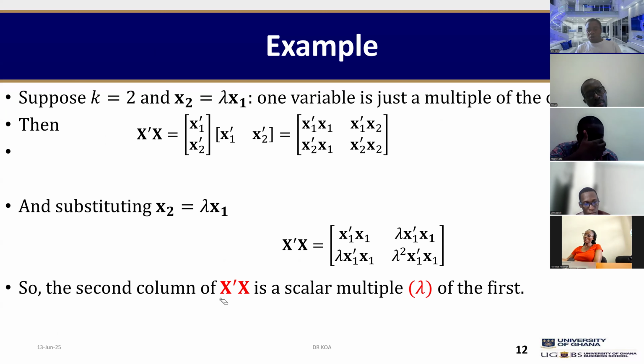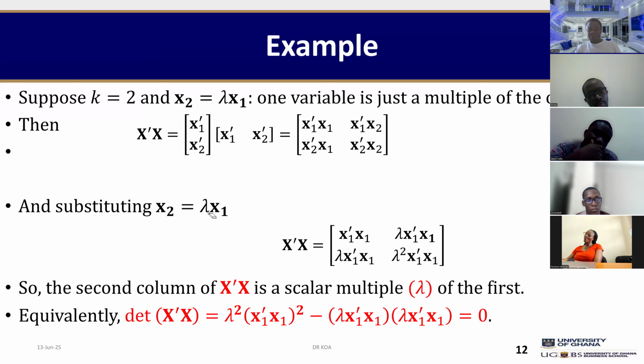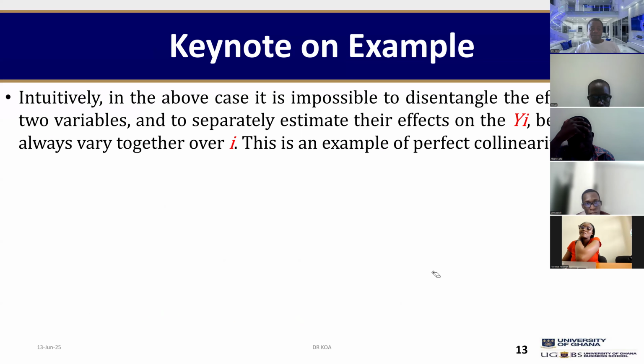Now, the second column of X prime X is a scalar multiple of the first. We just explained it already here. And so we can say that the determinant of this X prime X is just a matter of finding the determinant of this, which you learned last week how to find. In other words, we can represent this X prime X by a number. If this one is 2, and this one is 4, and this one is 6, and this one is 10, we can easily find the determinant of that and set it to 10.